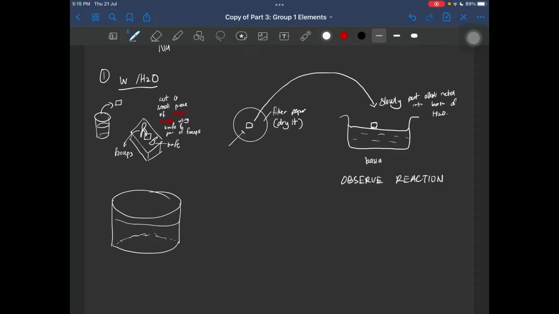we still have the water in here, right? We're going to take a piece of litmus paper, red litmus paper, and we're going to test this solution that has been produced with the red litmus paper.